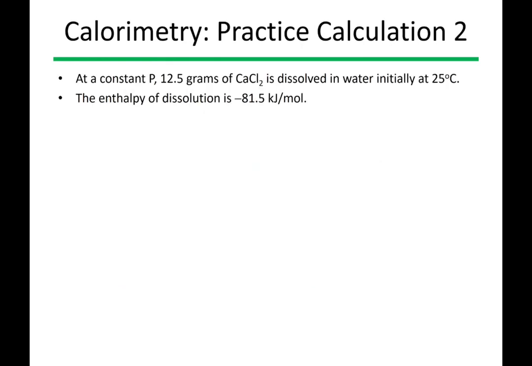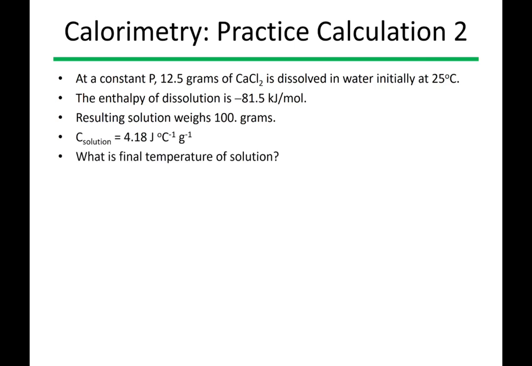So let's take a look at a practice calculation that looks at using this type of calorimetry. So here we have constant pressure, 12.5 grams of calcium chloride dissolved in water that's initially at 25 degrees Celsius. We're given the enthalpy of this reaction is negative 81.5 kilojoules per mole. We're given some extra information here that the resulting solution weighs 100 grams, and we're given the heat capacity of the solution. Now the question is what is the final temperature of the solution?